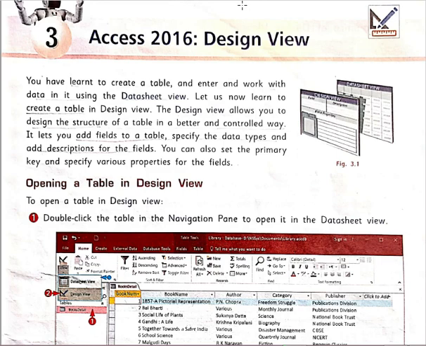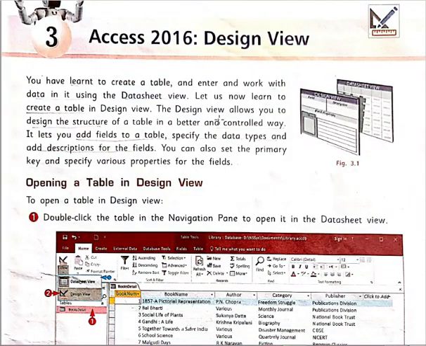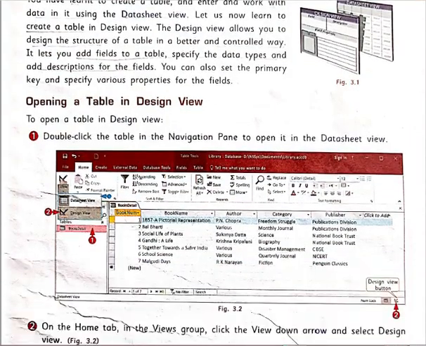In chapter 3, we will only learn about the table design view. In design view, first we have to open the table in design view. How do we open a table in design view? For that we should first make a record. First we have to have one record, and only then can we open it in design view.